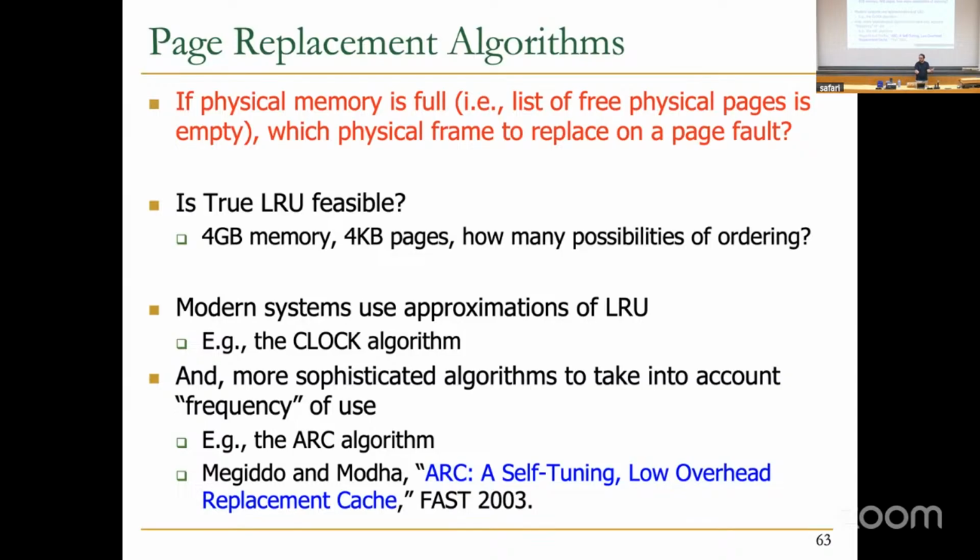Which data to evict from the physical memory, remove it from the physical memory, and place it back in the disk. So modern systems use an approximation of the least recently used policy. We try to evict the data that has been the least recently used.